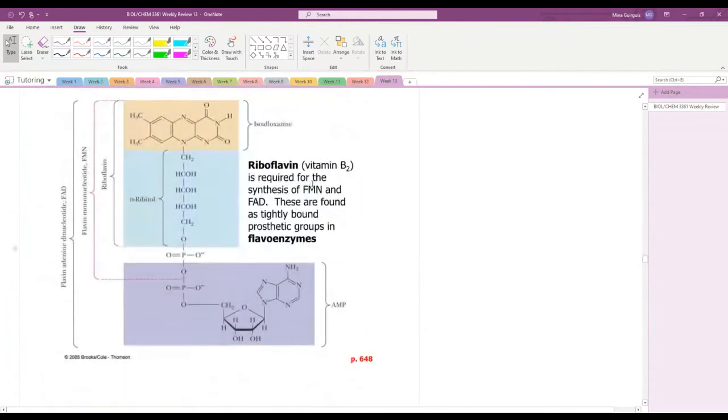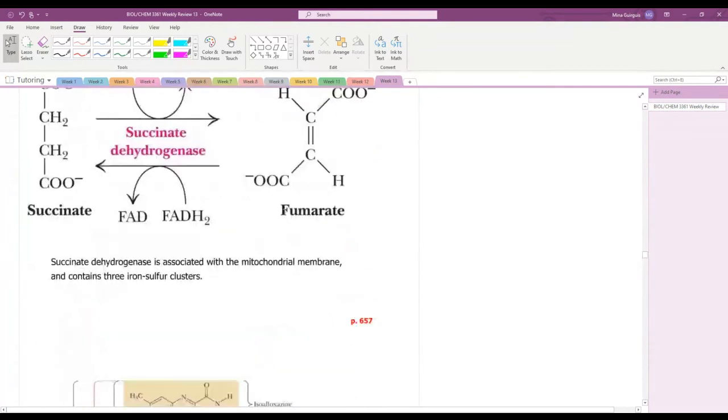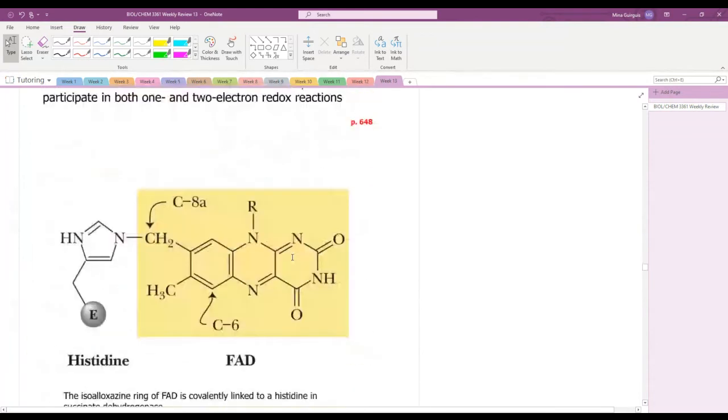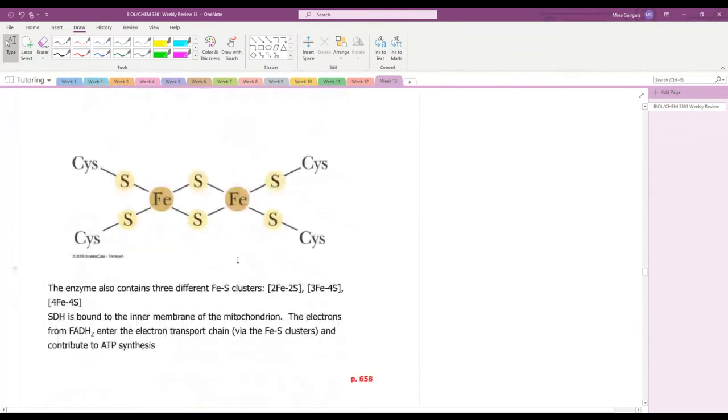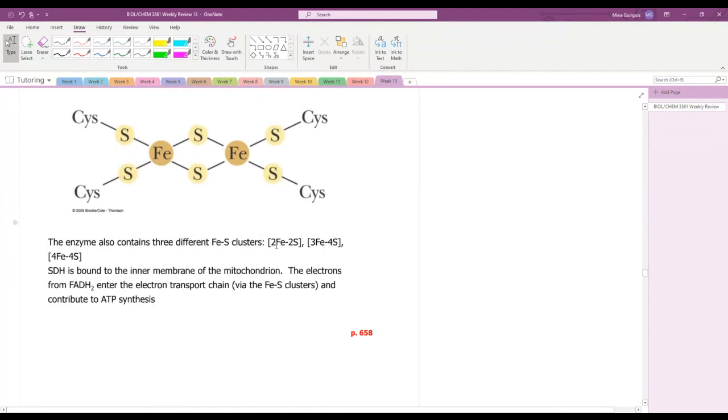When we talked about these being associated with the mitochondrial membrane, this is how it attaches, because remember that succinate dehydrogenase, this FAD is going to be made right here on the membrane, okay? And it also contains the three iron clusters: this one is 2 iron, 2 sulfur, this is 3 iron, 4 sulfur, and 4 iron, 4 sulfur, okay? It's bound to the inner membrane of the mitochondria, and the electrons enter the electron transport chain directly. So we're going to talk about succinate dehydrogenase both in the TCA cycle and a little bit later, next week, in the ETC, okay?